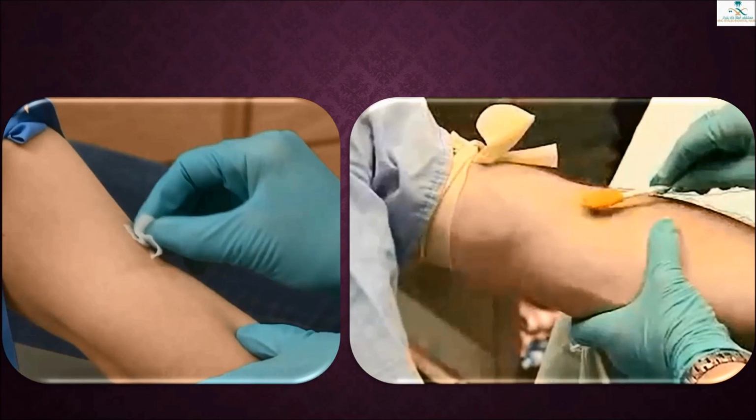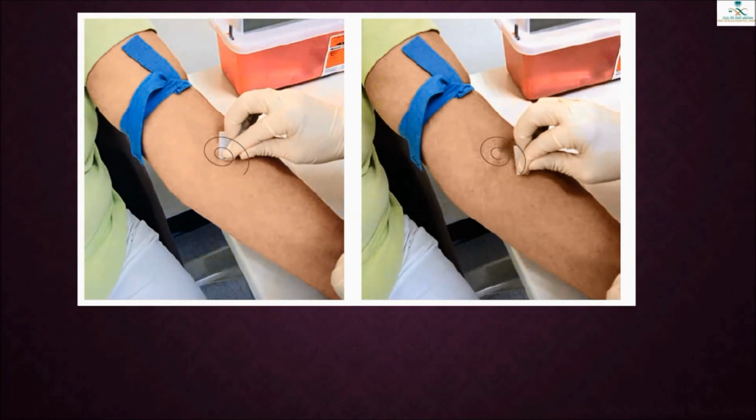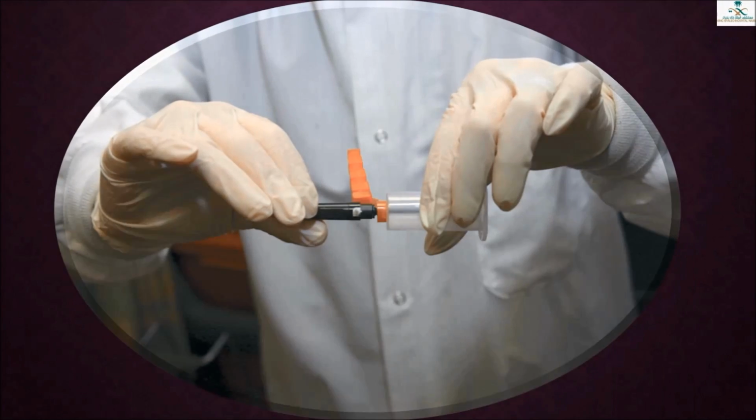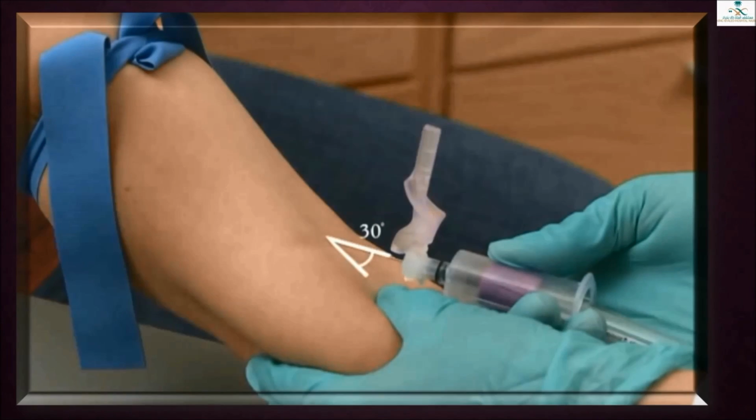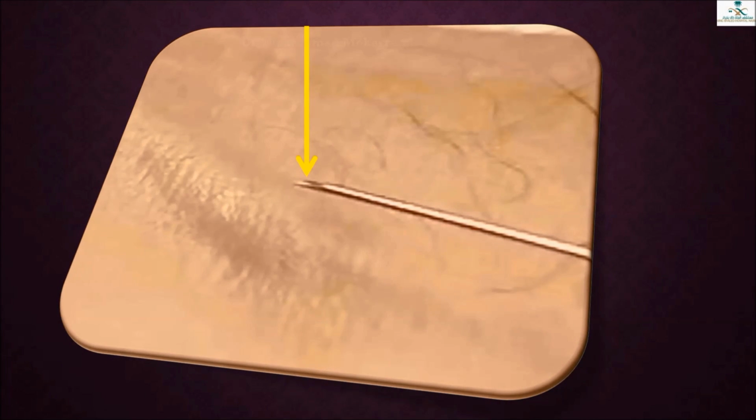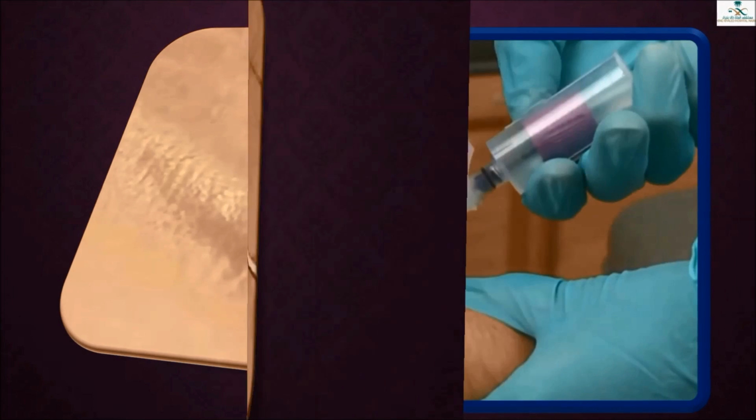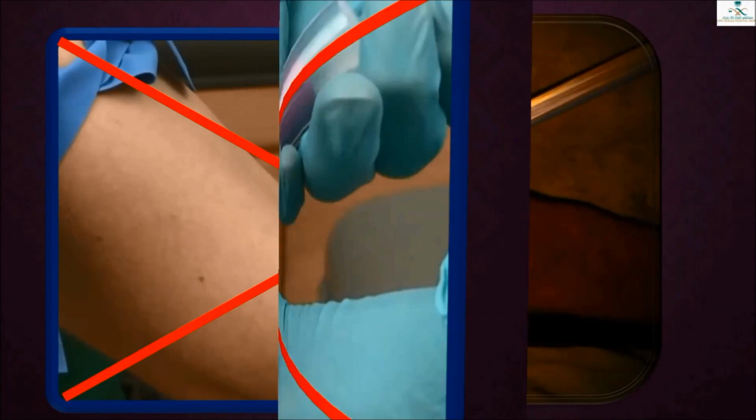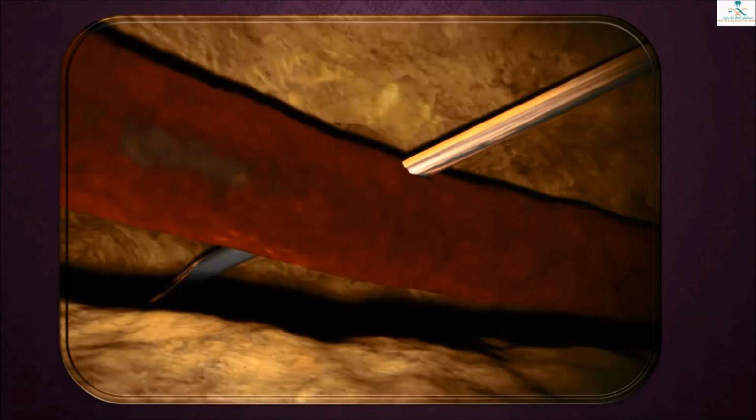Apply antiseptic in a spiral direction from inward outwards. Wait till the antiseptic dries completely. Assemble the kit. The contact angle should be 30 degrees to the skin with the bevel up. Don't introduce the needle at an open angle to the skin, as the needle may pierce the vein causing hematoma.